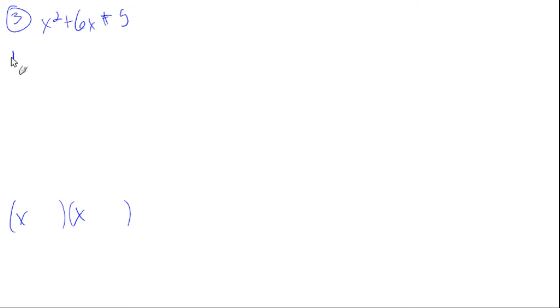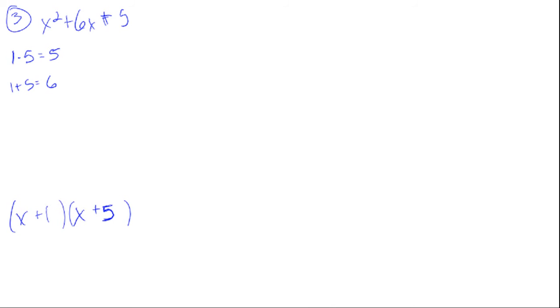So let's think of all the ways we could multiply to 5. 1 times 5. That makes 5. And that's it. There's only one way to multiply two integers together and get 5. 1 times 5. So hopefully 1 plus 5 will also make 6, and it does. So let's see, 1 and 5 multiplies to make 5, adds to make 6.